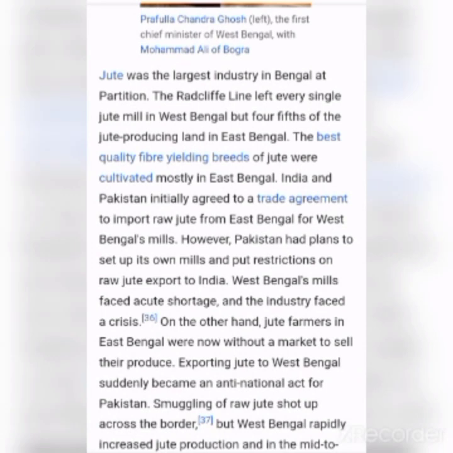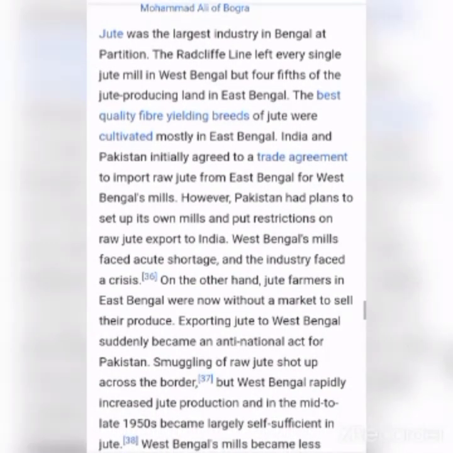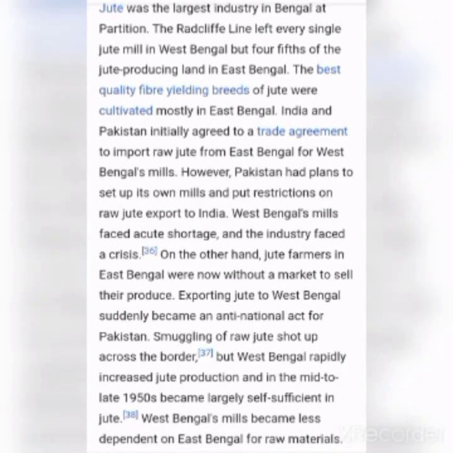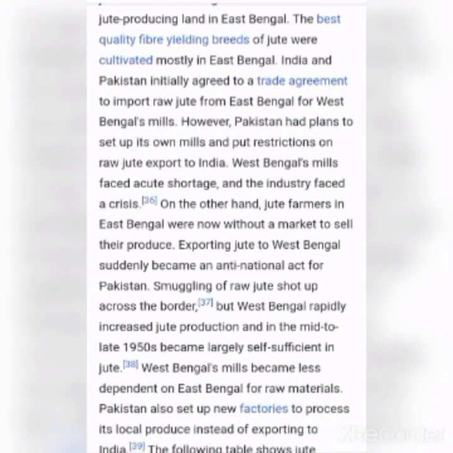India and Pakistan initially agreed to a trade agreement to import raw jute from East Bengal for West Bengal's mills. However, Pakistan had plans to set up its own mills and put restrictions on raw jute export to India. West Bengal's mills faced acute shortage and the industry faced a crisis. On the other hand, jute farmers in East Bengal were now without a market to sell their produce.